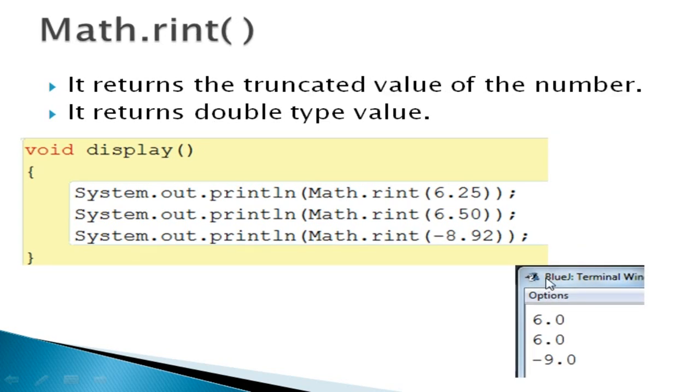Now the next one is Math.rint. Here the only difference from the previous example is that 6.50 became 7, but here it is the same value, 6.0. If it is 6.51, then it becomes 7. You can see I have given all the values here, and the difference between Math.round and rint is that round will return an integer value, but rint will return a double value. You can see all the values are in double.